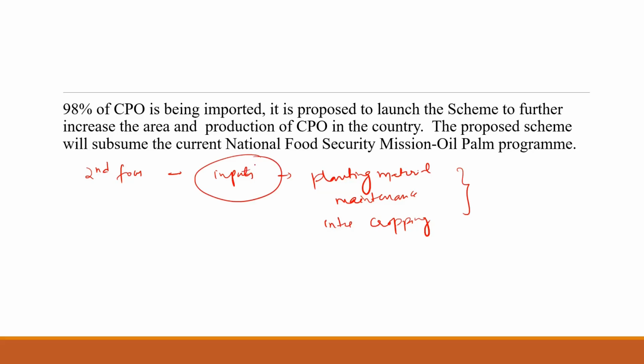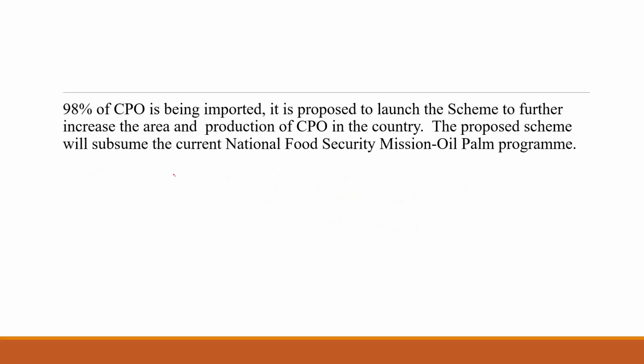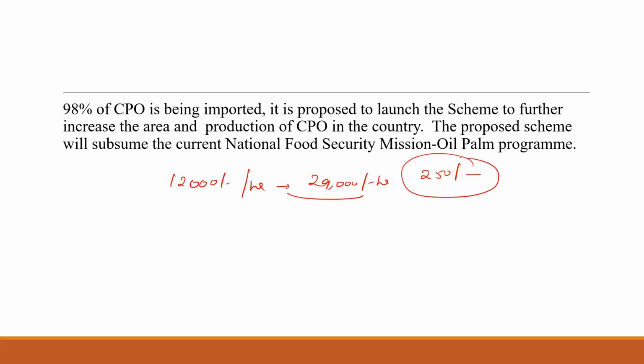So in which way are they going to provide this? The assistance for this has been increased from 12,000 rupees per hectare to 29,000 rupees per hectare. It has been substantially increased. And if you see here, special assistance of 250 rupees per plant is given to replant old gardens. If there are any old gardens, they are going to give 250 rupees per plant to rejuvenate the old gardens.